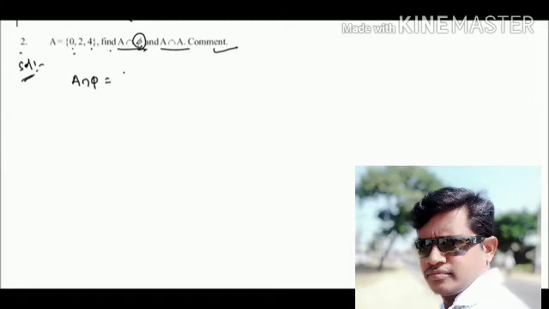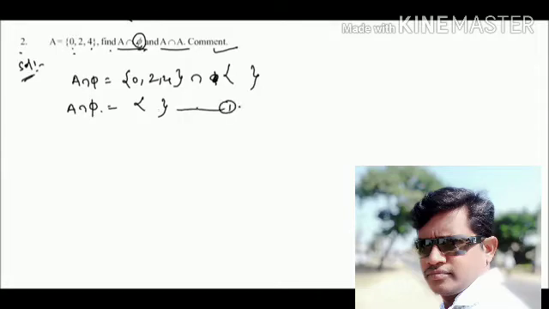A means {0, 2, 4}, and intersection with the null set. Null set means nothing, there is no element in it. So what will happen? It will come out as the null set only. A intersection null set is equal to the null set only. So this is the first one. Now we need to find A intersection A. A intersection A means {0, 2, 4} intersection {0, 2, 4}. The answer will come {0, 2, 4} only.